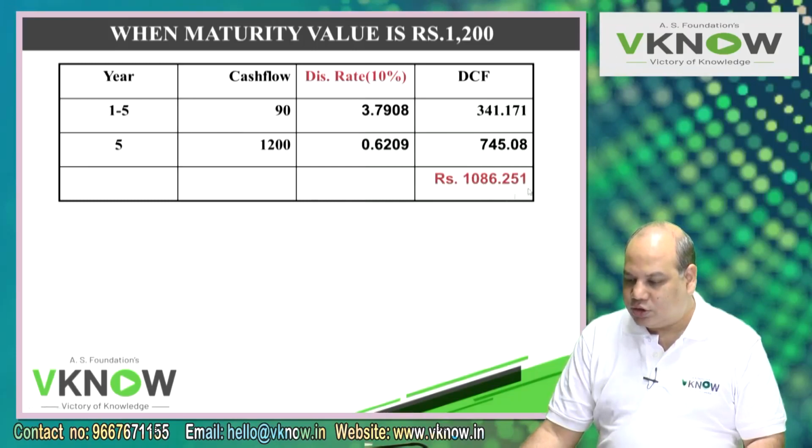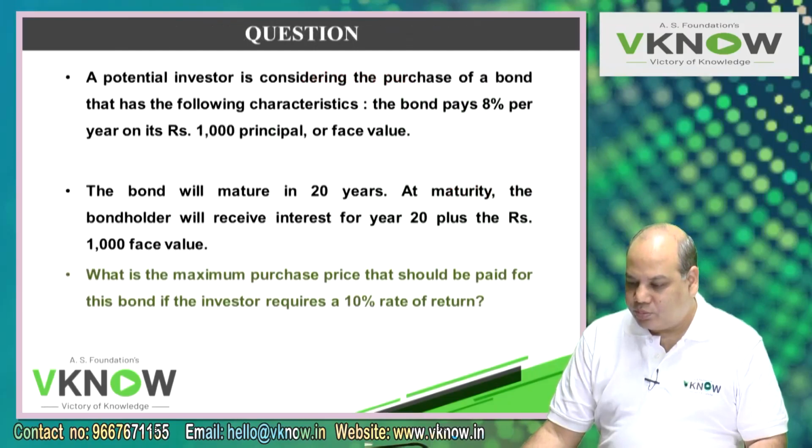So here the logic is simple. Higher the redemption value, higher will be present value. Lower the redemption value, lower the present value. The more you get, the present value will also be more.